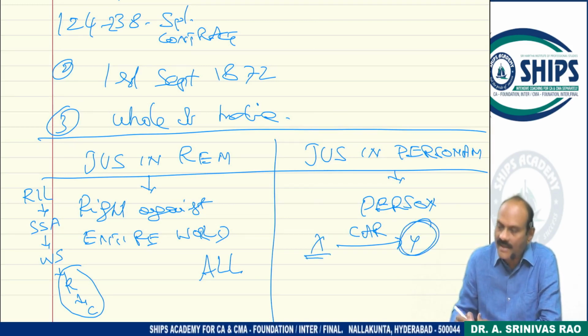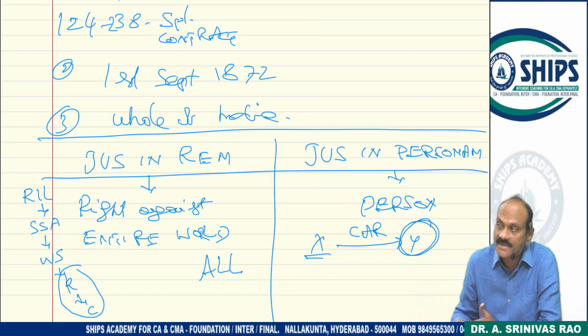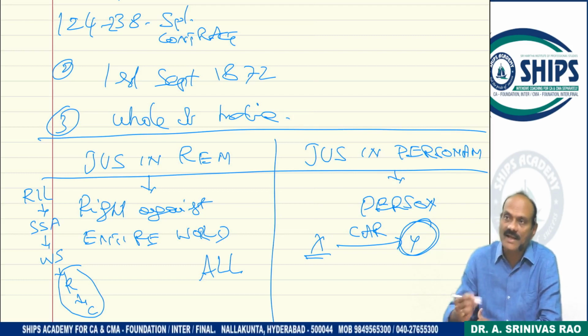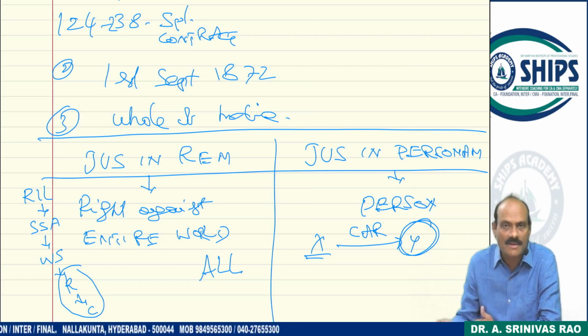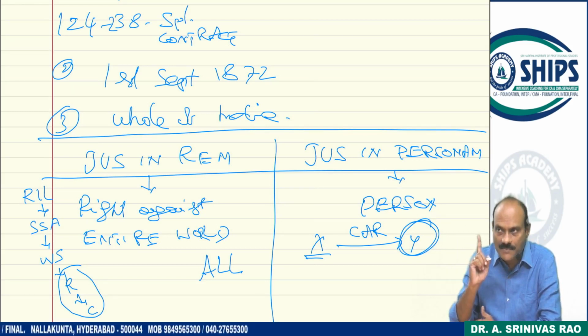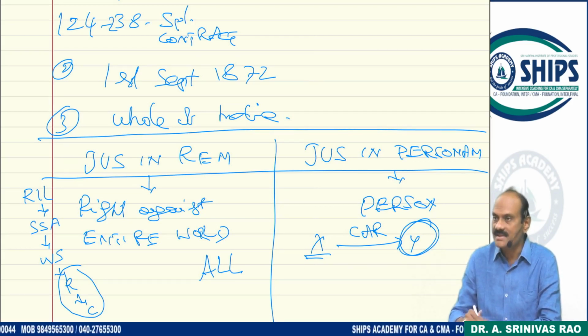And now Y wants to file a case. Y can file a case against whom? Only X. Can he file a case against anyone other than X? No. Because privity, the contractual relationship, is only between X and Y. He has no right against the remaining world. Thereby, against a particular person, if I have a right, that is called a right in personam.